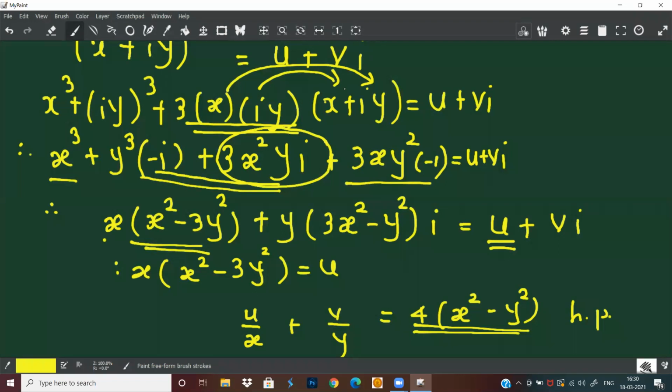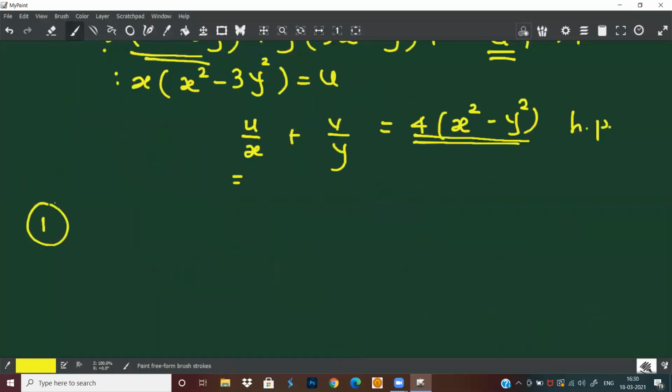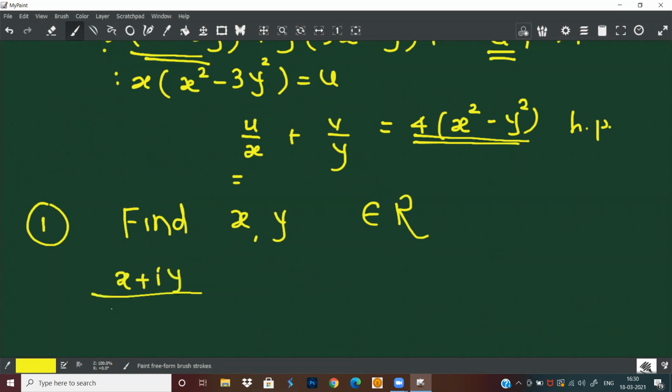Now please do the next sum. Find x and y. x and y both belong to R. It's given that (x plus iy) upon (2 plus 3i).